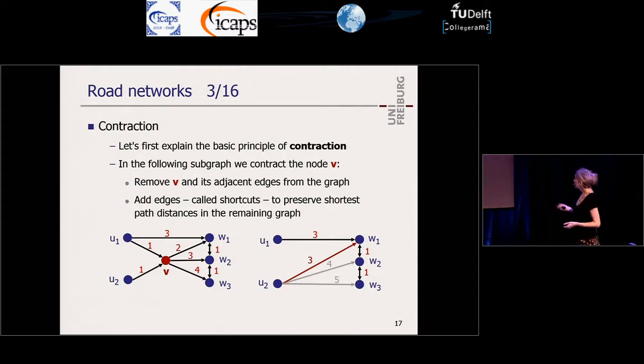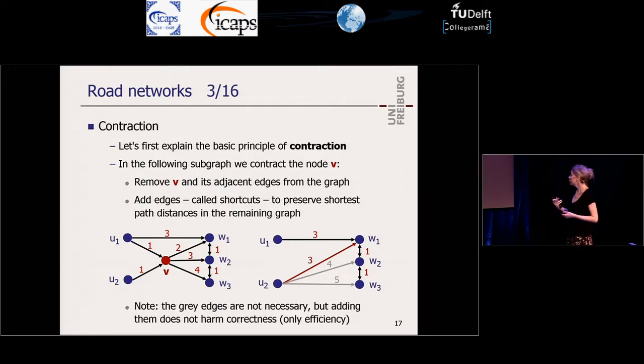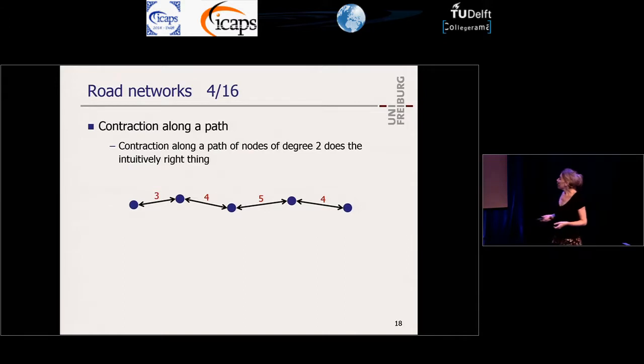And actually, I can add these edges. We will see that adding more edges is not a correctness problem. It's just an efficiency problem. I want to add as few edges as possible. Let's look at two examples. Here's the first example, contraction along a path.